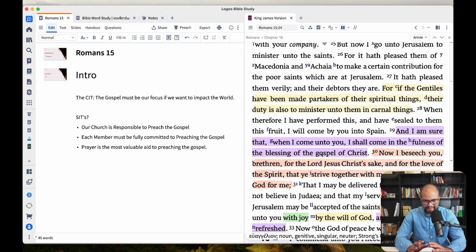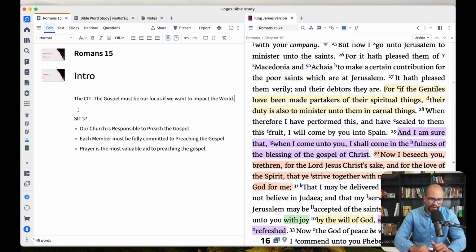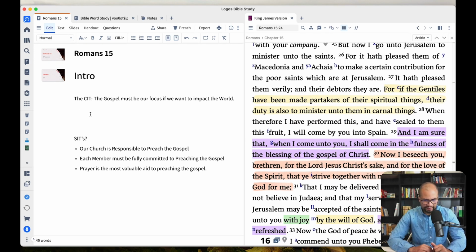All right, so that's a rough CIT. I might finesse that. Let us jump into this.